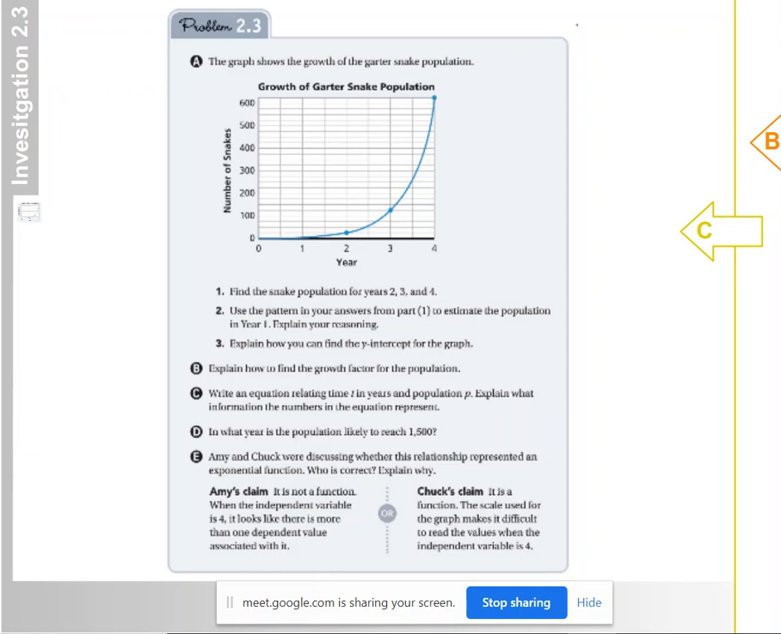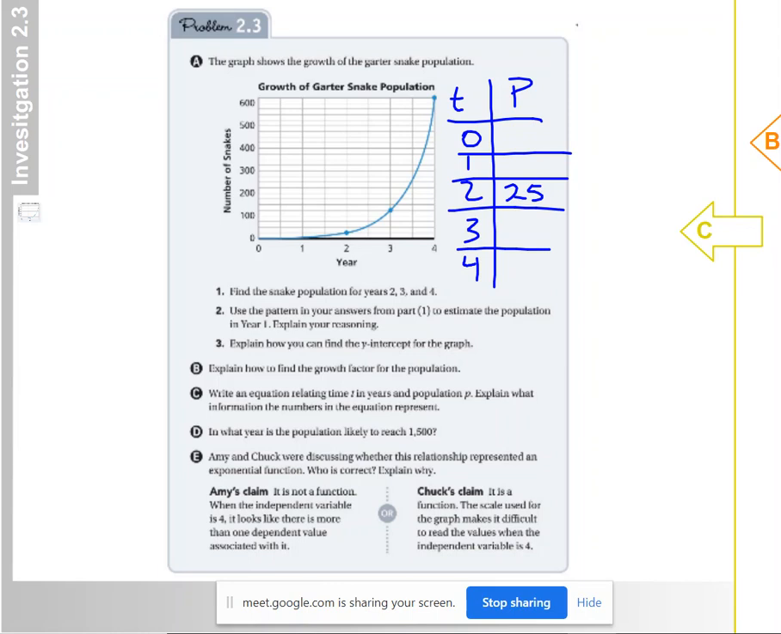How about Anna? All right, Anna. So we have time in years, and we have a population of snakes. So at year 2, how many snakes did we have? I said 25. Okay, and how did you get 25? Well, I just knew looking at the graph, it was plotted at the 25 mark. And I knew that was 25 because it went up 4 steps every time. Okay, so each vertical line was worth 25, and that went up 1 line. Mm-hmm. Okay, that makes sense.